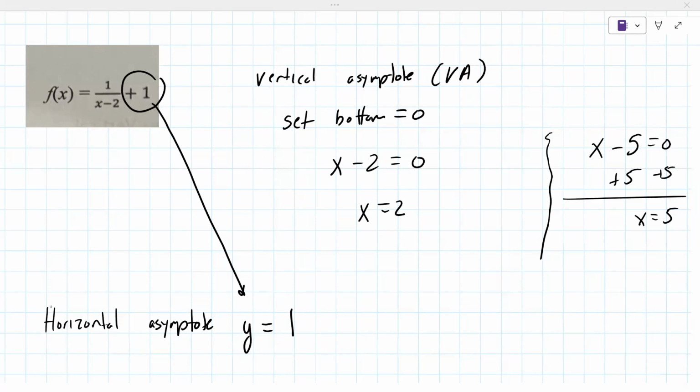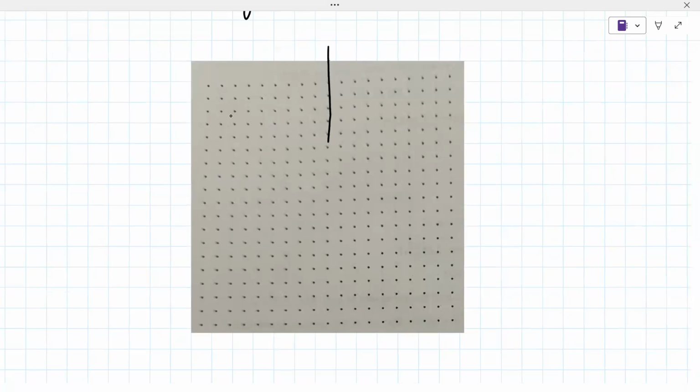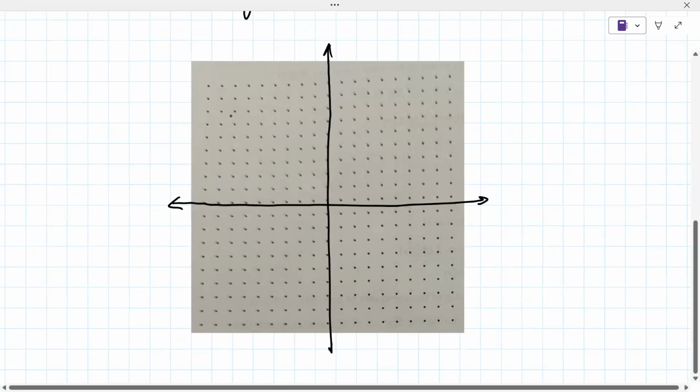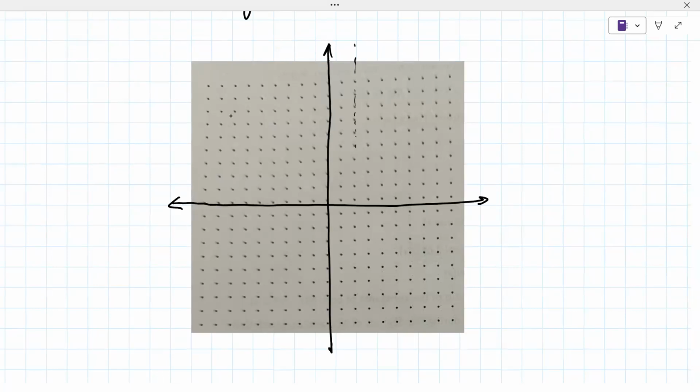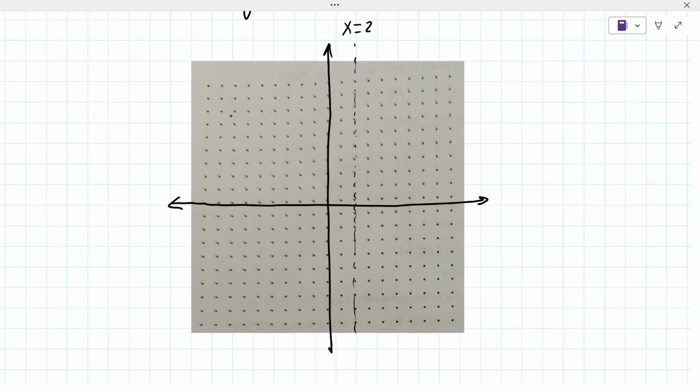So now we're going to make a graph. I don't know why your teacher didn't give you proper gridding here, but we'll manage. The vertical line x equals 2 is the first thing we're going to graph. Then you're going to graph y equals 1. Go ahead and get that down, and then we'll work on the rest of it.